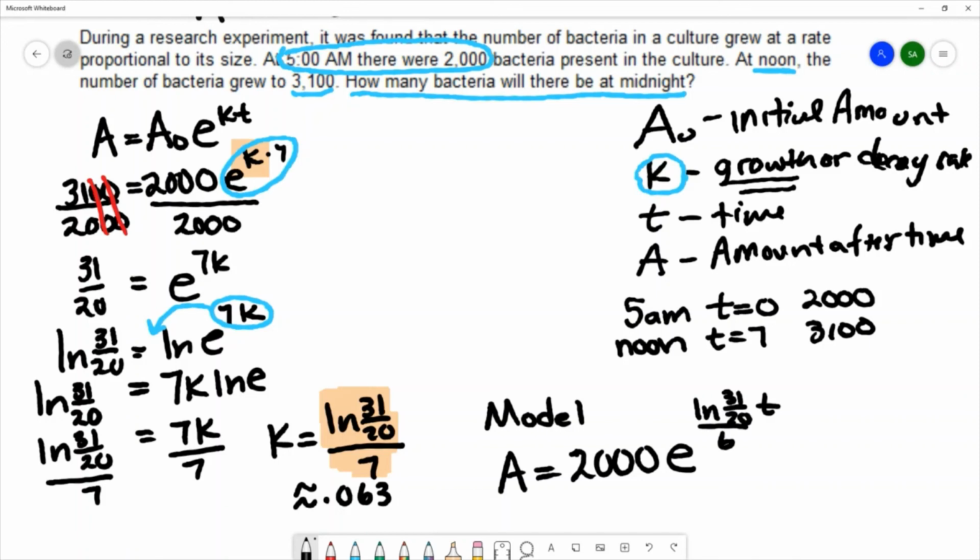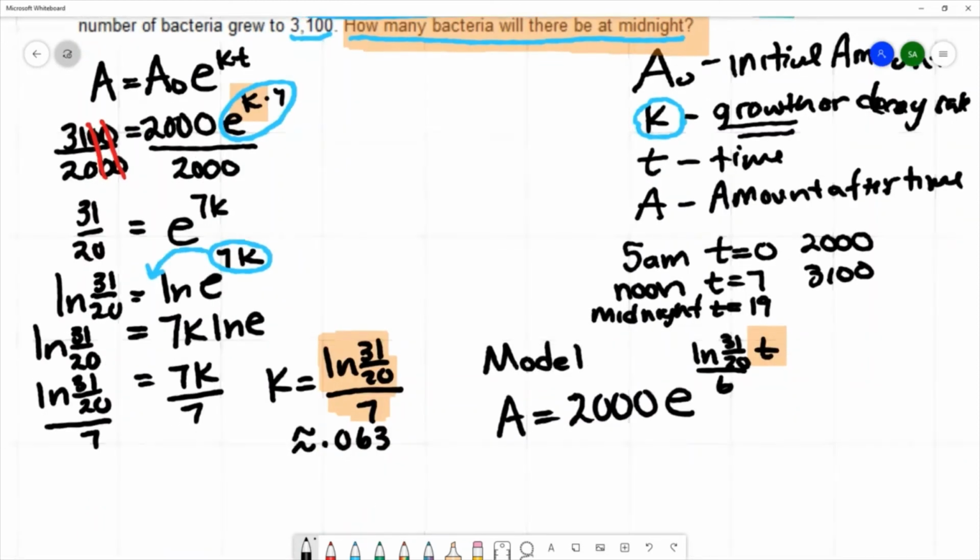So now that we have this model, we can substitute any value of time into this model to find out how many bacteria will be at that time period. So we're interested in how many bacteria will there be at midnight. So at midnight, that would be 12 additional hours from noon. So that would be 19. 12 plus 7 would be 19. So we'll substitute in for a time of 19 hours.